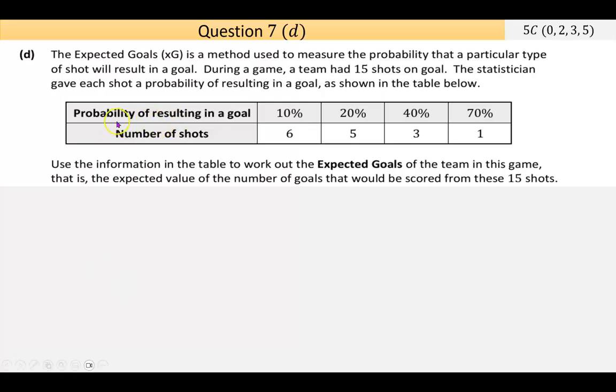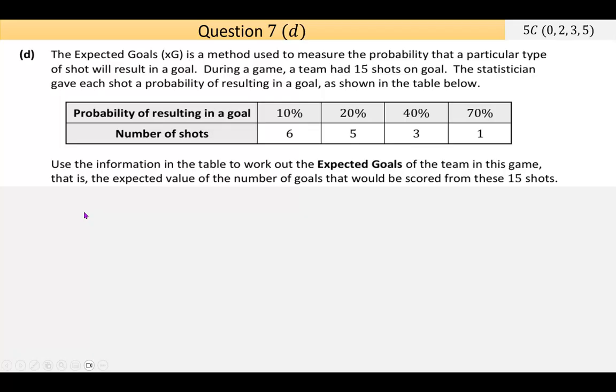Then it says in the table, probability of resulting in a goal, 10%, the number of shots was 6; 20%, the number of shots is 5; 40%, the number of shots is 3; 70%, the number of shots is 1. And I don't understand what these shots are. Use information in the table to work out the expected goals of the team in this game. That is the expected value of the number of goals that would be scored from these 15 shots.